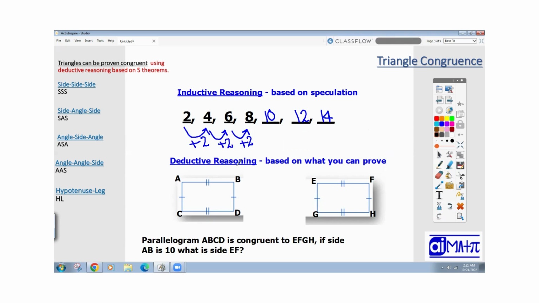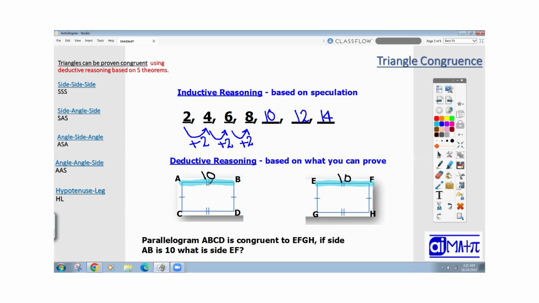Most of the time in geometry, what we use is deductive reasoning, and that's based on what you can prove. You'll always be given some information. If they tell you that parallelogram ABCD is congruent to EFGH, and side AB is 10, and they ask you what this side is, because everything over here is equal to everything over here and these parts correspond to each other, if this is 10, then this must be 10. We're going to use deductive reasoning.